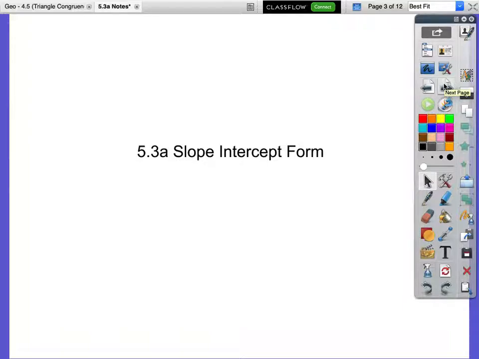5.3a, slope-intercept form. If you turn your attention to the sideboard, students will be able to use slope-intercept form to graph lines and write equations in slope-intercept form, starting 5.3, hence 5.3a, as we'll get to B later. We won't get through all of that objective today. We'll get through about the first half of that today.